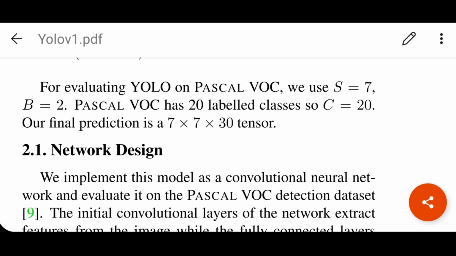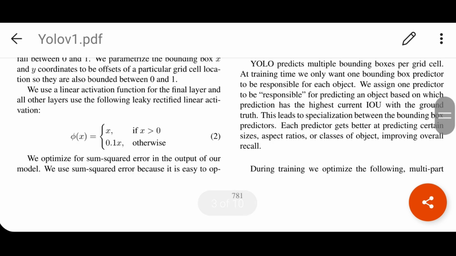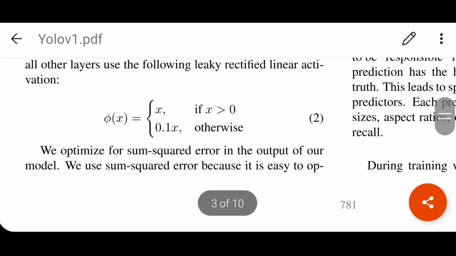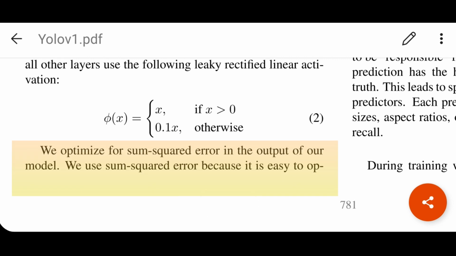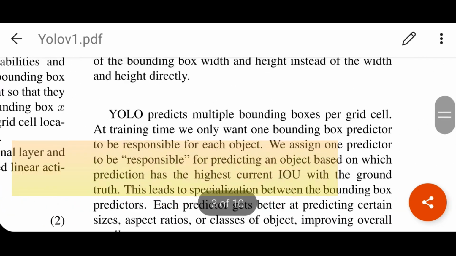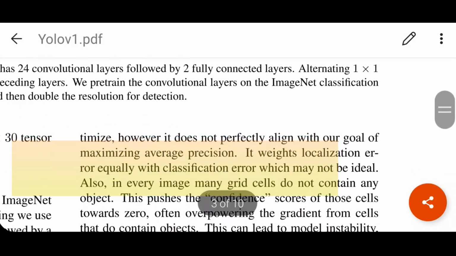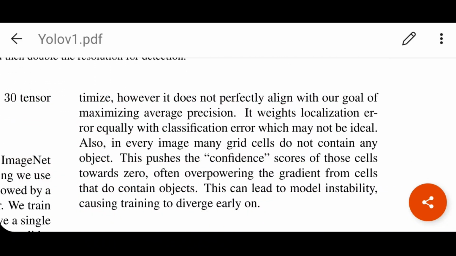The label is very different from object detection. This is also important: we optimize for the loss function. We optimize for sum squared error in the output of our model. We use sum squared error because it is easy to optimize. However, it does not perfectly align with our goal of maximizing average precision. This is important. It weights localization error equally with classification error, which may not be ideal. So it penalizes localization and classification error differently.